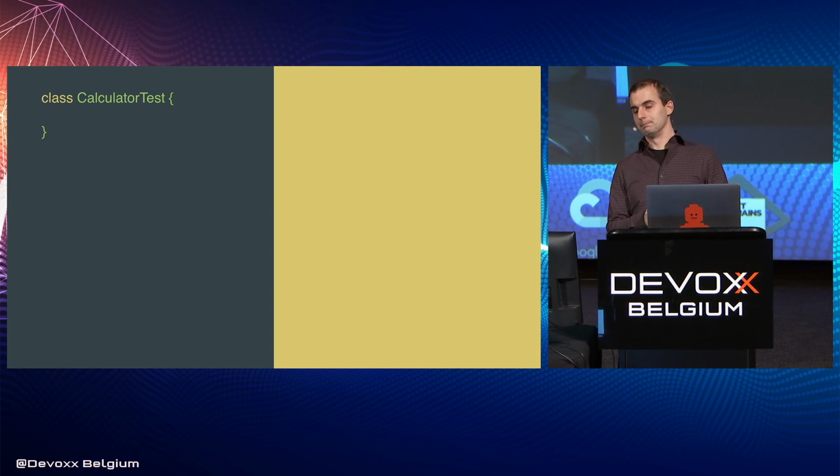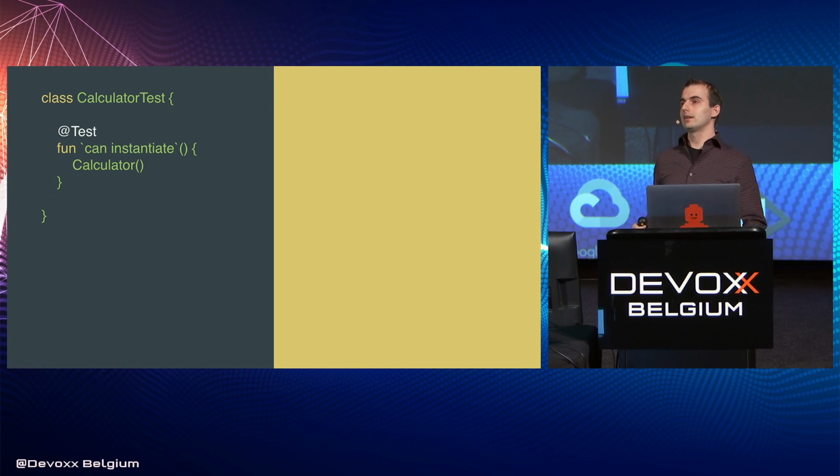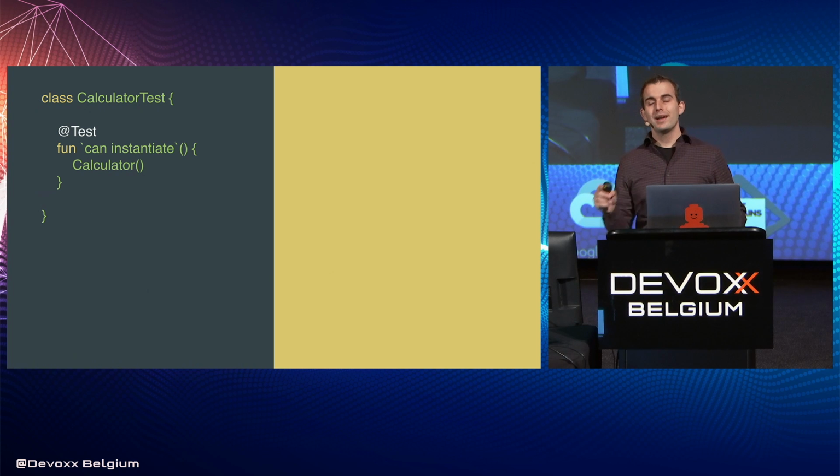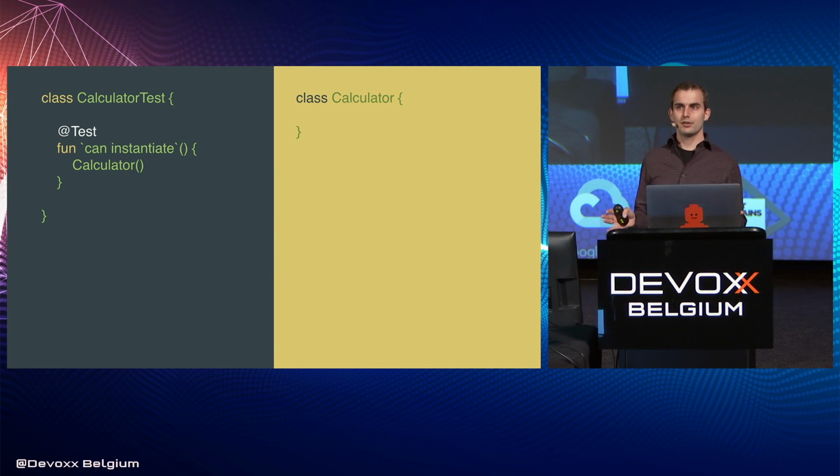Let's have an example of TDD. So we're gonna develop a calculator. So we start with a test, obviously. And the first test we're gonna write is can instantiate. Now at this point, the calculator class doesn't exist yet. So we get a compiler warning. So we just do Alt-Enter in IntelliJ, and it generates the class for us. OK, we run the test, they pass. Can we refactor something? No.